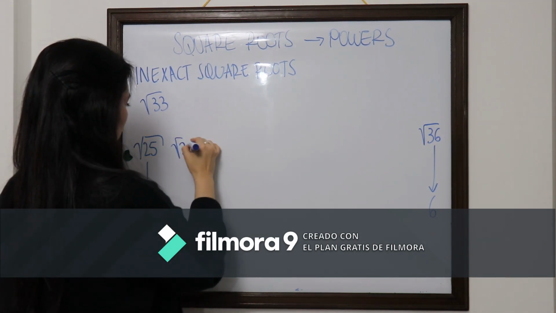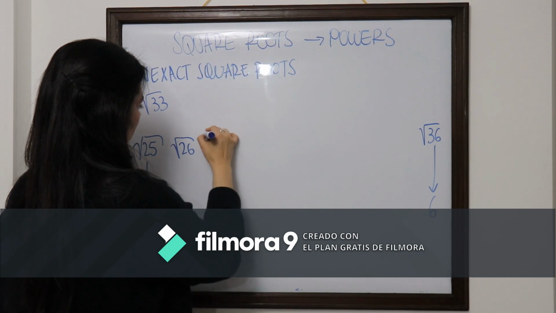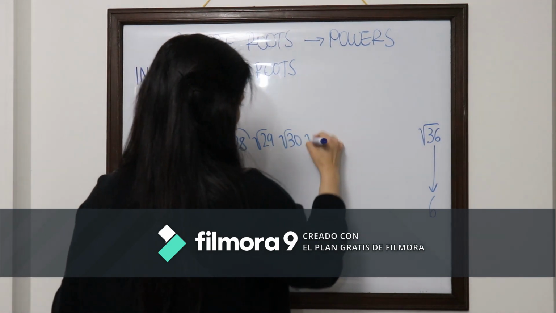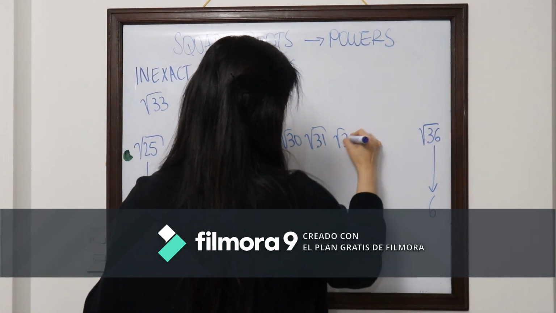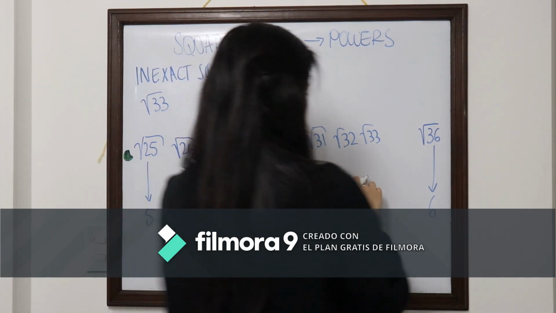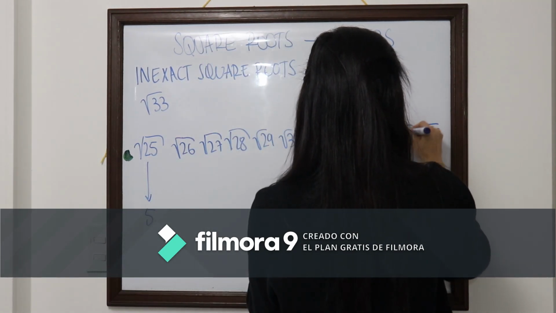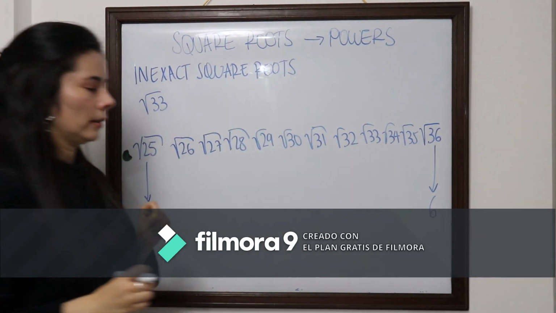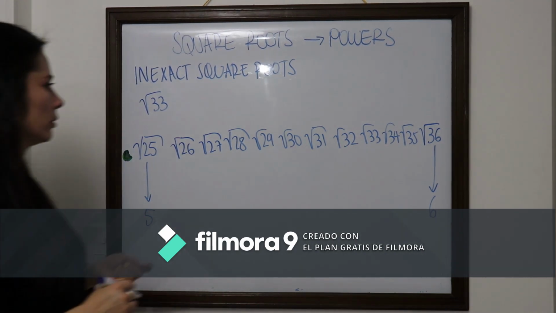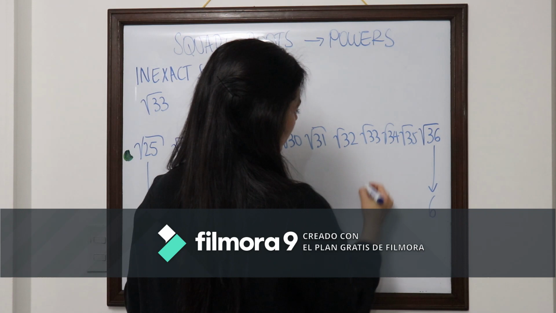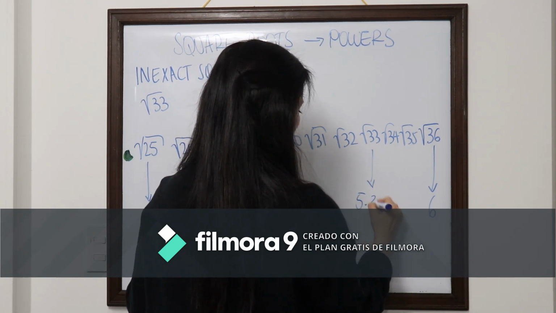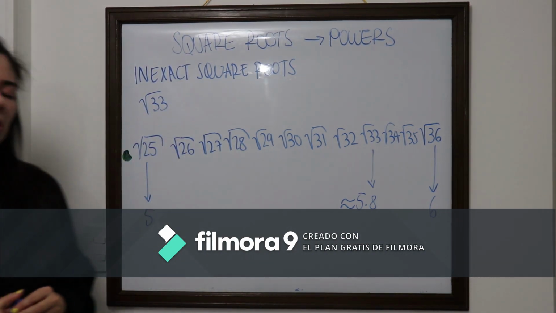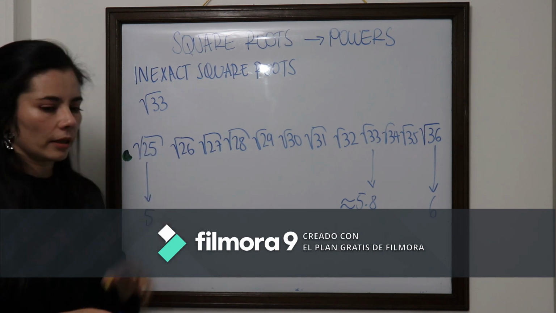So I go 26, 27, 28, 29, 30, 31, 32, 33, 34, and 35. I have 1, 2, 3, 4, 5, 6, 7, 8, 9, 10. So it is actually 1 per each. So I'm only 2 away, so this is definitely going to be 5.8. That's going to be my estimation, which I was actually pretty good at the beginning. So think about that, okay?